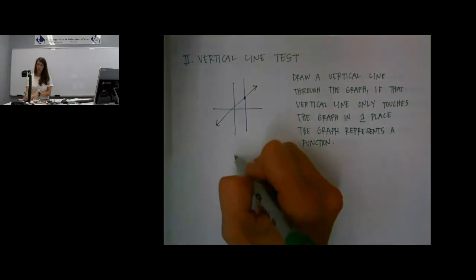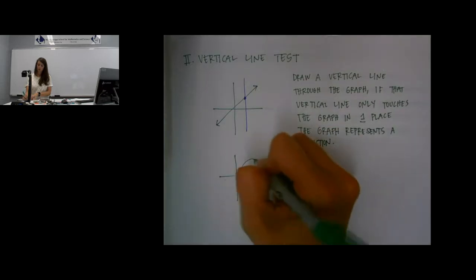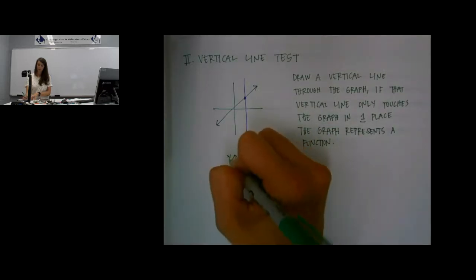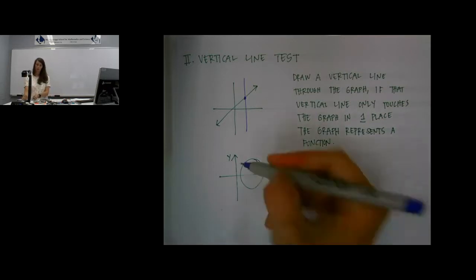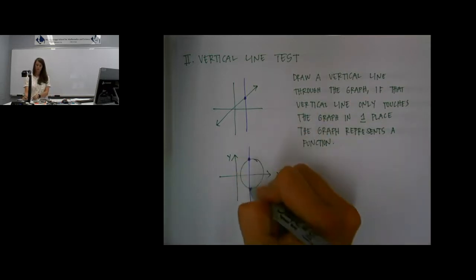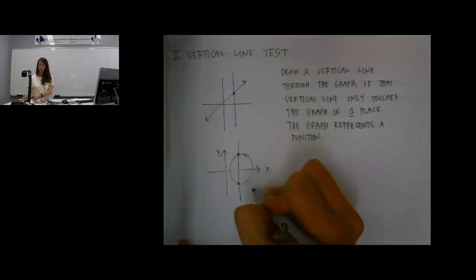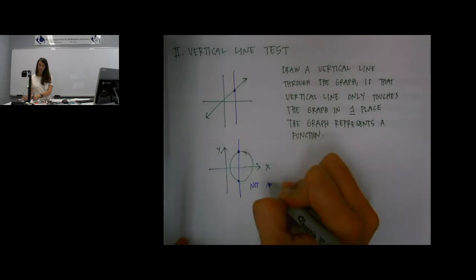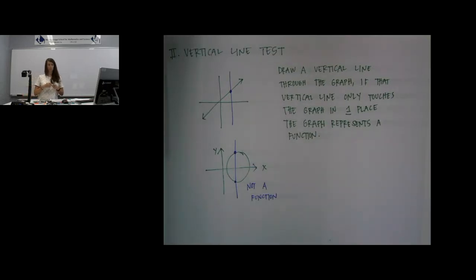Here, if I was to draw a circle, here's my x-axis, here's my y. If I was to draw a straight line through this graph right here, what's going to happen? It's going to touch that circle in two places. So this one can be considered not a function.